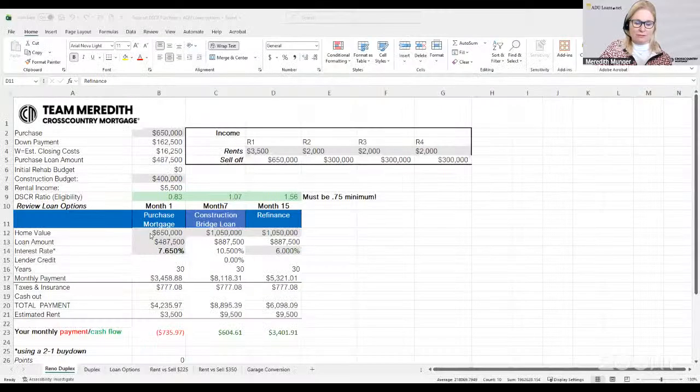So let me show you how DSCR works, because the same rules also apply to commercial bridge loans, sometimes called hard money or private money, to renovate or build properties. This is an example of a client who is purchasing a property, and it's a duplex. It is a complete and total teardown. He is purchasing it at 650,000.